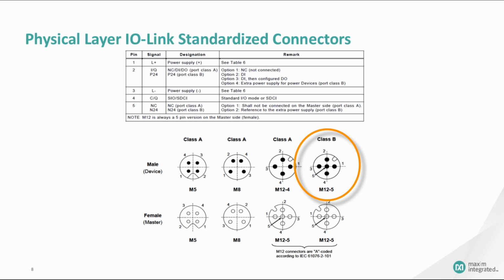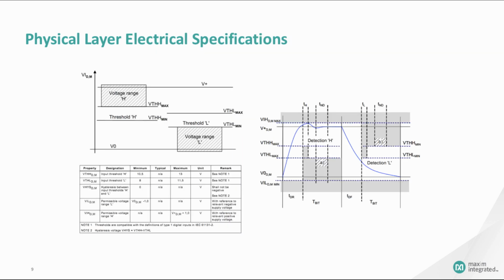Port Class B has 5-wire connections. These connections are for devices that require extra power from an independent 24-volt supply. Regardless of the port class, the C/Q connection is required for communication between the master and sensor. Although other inputs or outputs, digital input or digital output, may also be connected. Again, the supply range in an IO-Link system is 20 volts to 30 volts for the master, 18 to 30 volts for the device, whether it's a sensor or actuator.